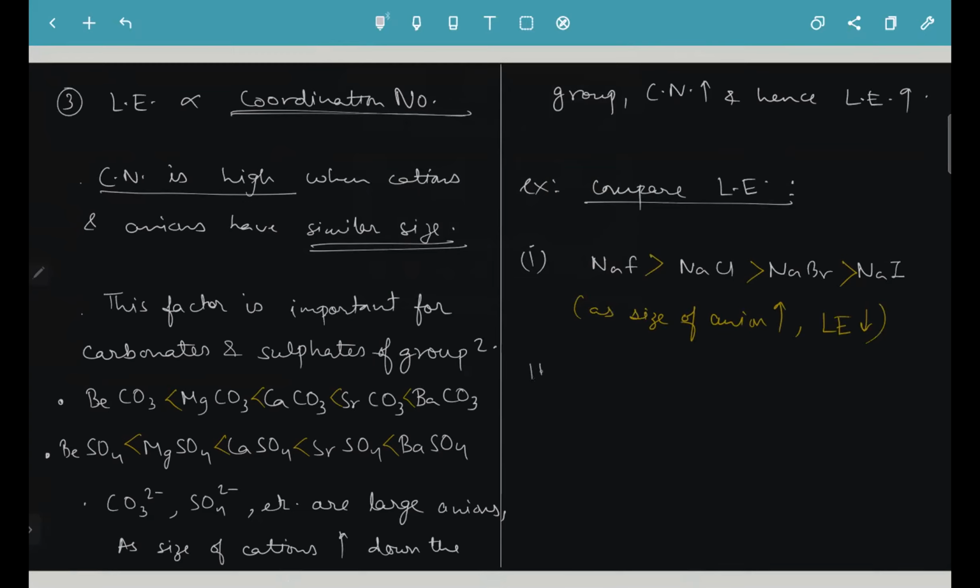और एग्जांपल देखो. सोडियम क्लोराइड, पोटेशियम क्लोराइड, रुबिडियम क्लोराइड, cesium chloride. Same logic यहाँ पे भी अप्लाई करेंगे. Size of cation increases, lattice energy decreases. So lattice energy is inversely proportional to size.